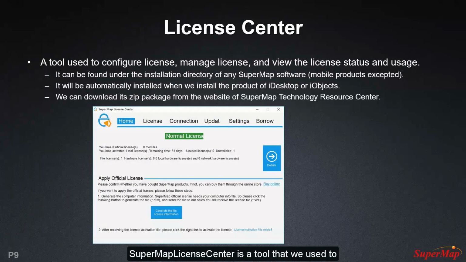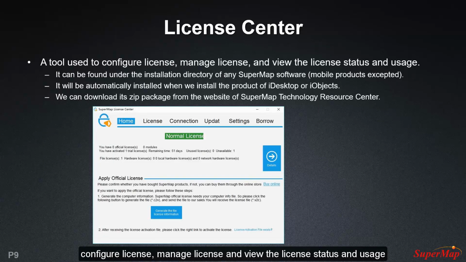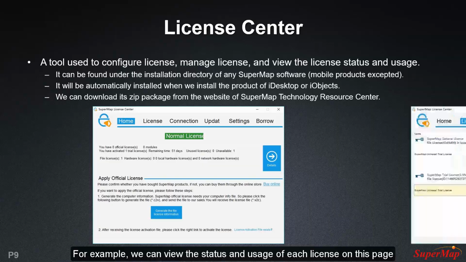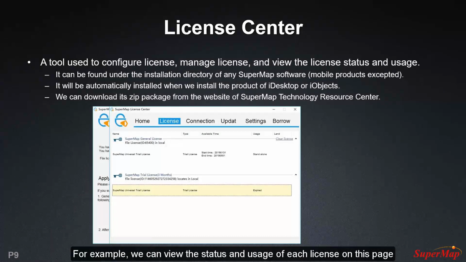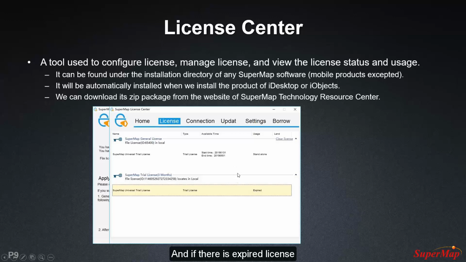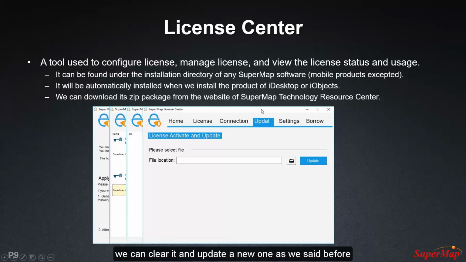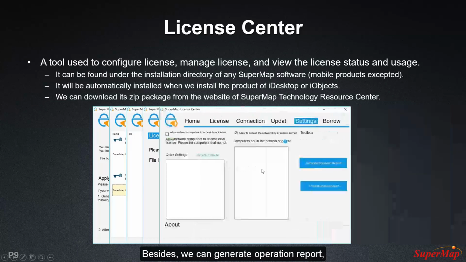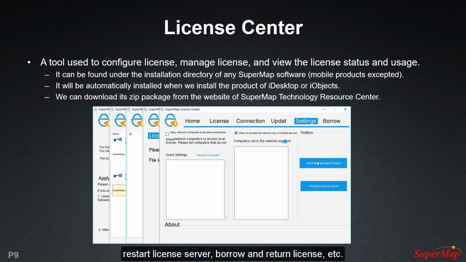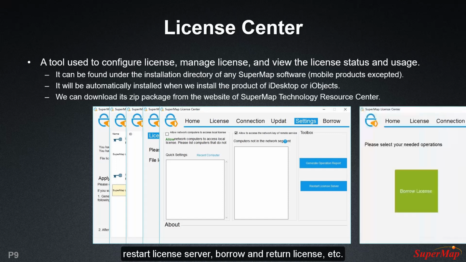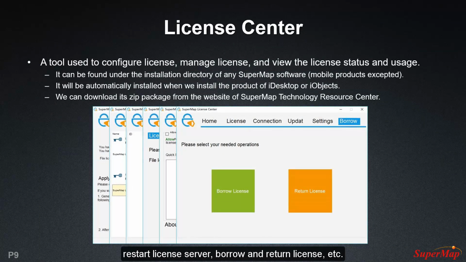SuperMap License Center is a tool that we use to configure license, manage license, and view the license status and usage. For example, we can view the status and usage of each license on this page, and if there is an expired license, we can clear it and update a new one as we said before. Besides, we can generate operation reports, restart license server, borrow and return license, etc.